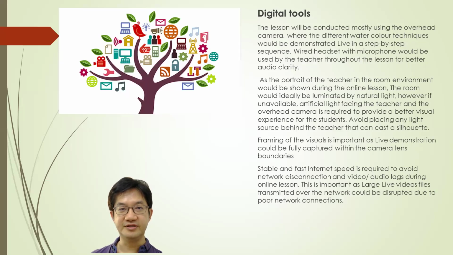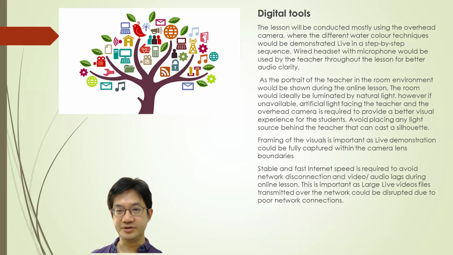As the portrait of the teacher in the room environment will be shown on the online lesson, the room will ideally be illuminated by natural light. However, if it's not available, artificial light facing the teacher as well as the overhead camera is required to provide a better visual experience for the students. Avoid placing any light source behind the teacher that can cast a silhouette.